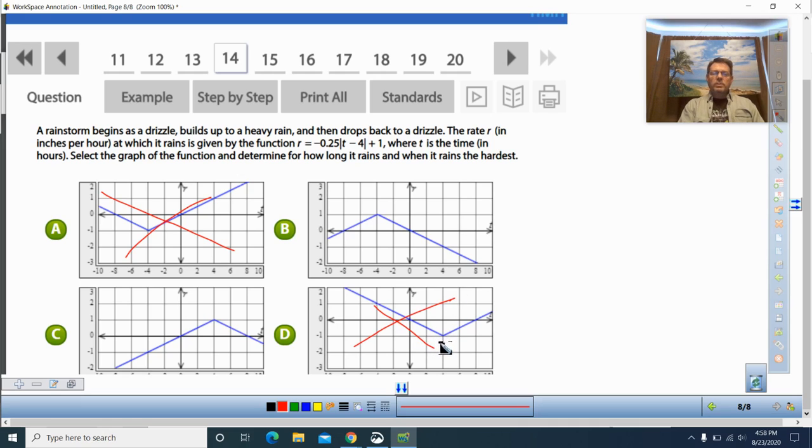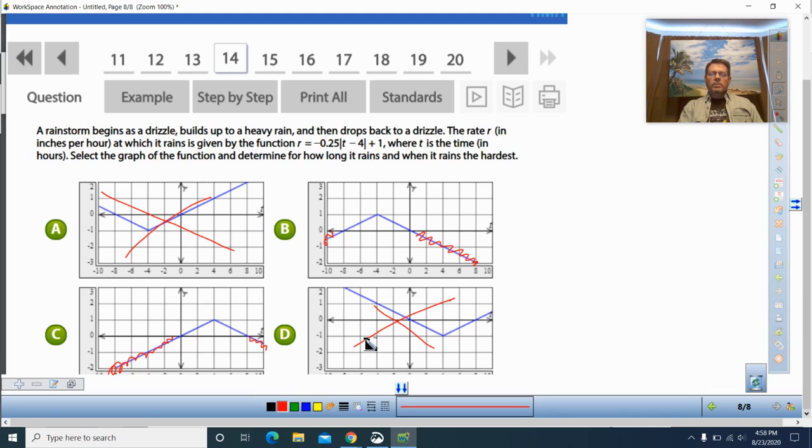There's something else I want to mention to you here. Is it ever going to be below the axis here? That part just doesn't make any sense, does it? It's going to quit raining. It's not going to keep going to a negative amount of rain. And so this stuff right here just would never happen, not in this real world example.